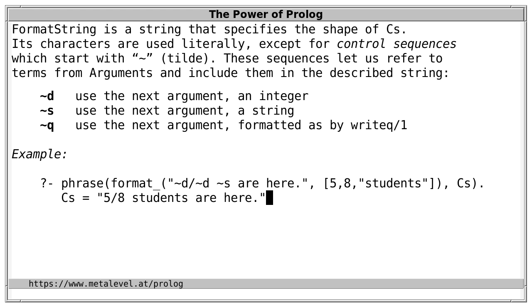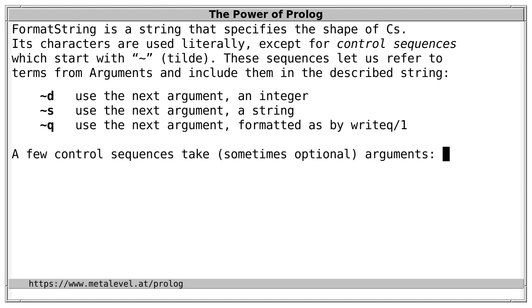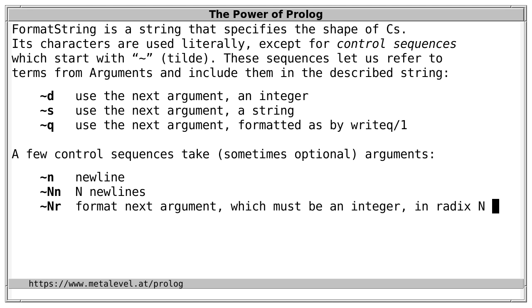So we see that each of these control sequences has taken the next argument from left to right and used it. And a few control sequences also take arguments themselves. And sometimes these arguments are optional. For instance, ~n means that at this position, a new line character occurs in the string. And it can be used with an optional argument, an integer N, which means that N new lines occur here. Or as another example, ~Nr means that the next argument, which must be an integer, is formatted in radix N.